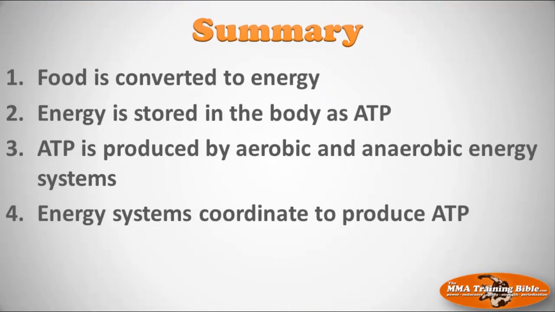So here's a summary. Number 1, food is converted into energy. Number 2, energy is stored in the body as ATP. Number 3, ATP is produced by aerobic and anaerobic energy systems. And number 4, energy systems coordinate together to produce ATP.